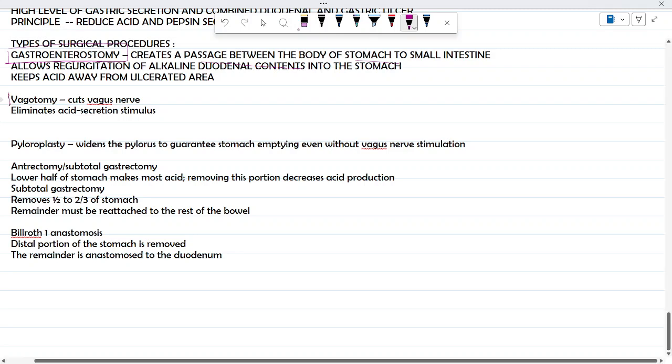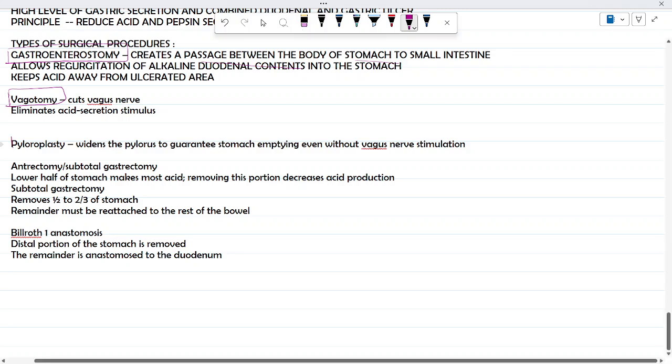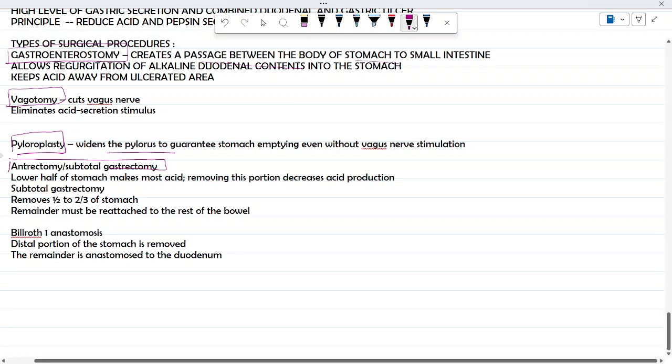Second is vagotomy. It will cut the vagus nerves. So there will be no more stimulation, and it eliminates the acid secretion stimuli. Pyloroplasty, the third form, which will widen the pylorus, and it will guarantee stomach emptying without vagus nerve stimulation. Enterectomy or subtotal gastrectomy, that is the lower half of the stomach which makes most of the acid, and it is removed. So there will be decrease in acid production.